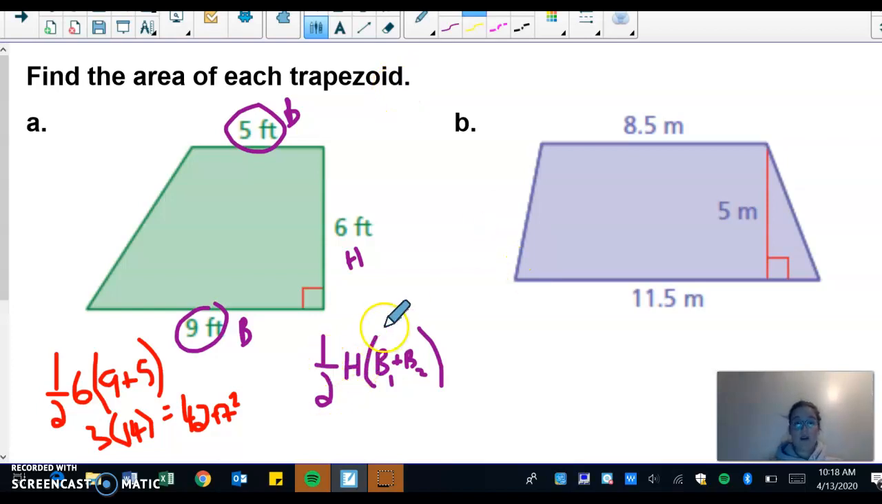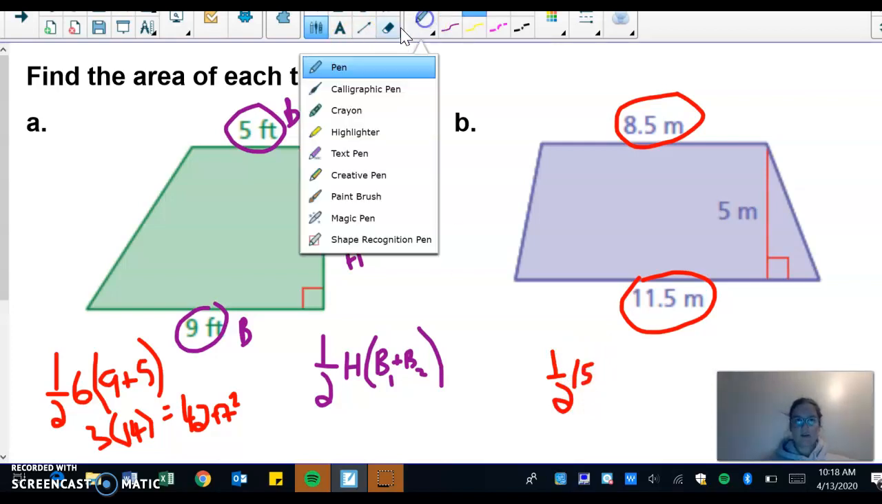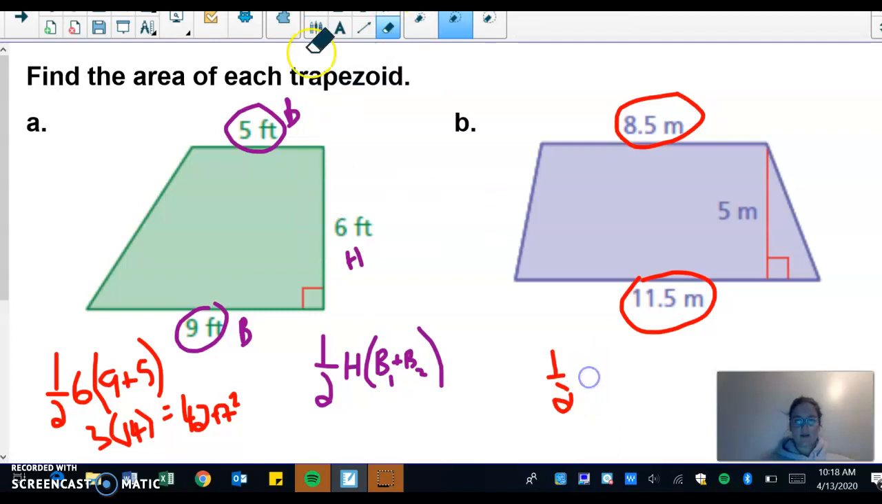So 1/2 height times the sum of the bases. So again, the bases are the parallel sides. So the only parallel sides I have for the figure in purple are 8.5 and 11.5. That means the height is 5. So 1/2 times 5 times the sum of 11.5 plus 8.5.